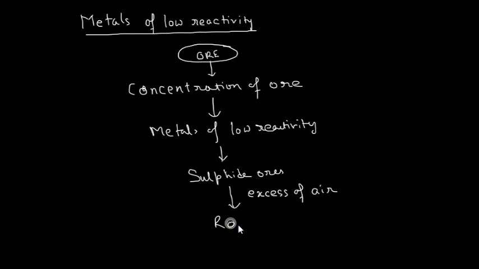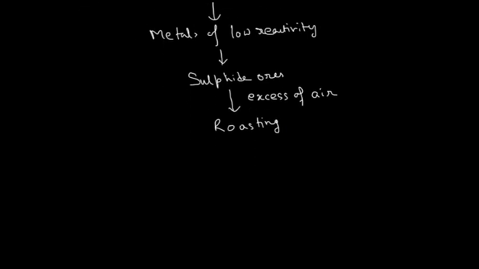We do roasting. After roasting, we get oxides of that metal, or in this case we directly get the metals, because they are less reactive metals, so oxides are not formed. So we directly get metals. And the last step is refining.